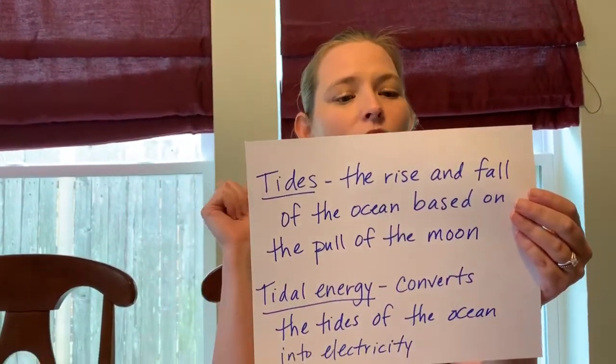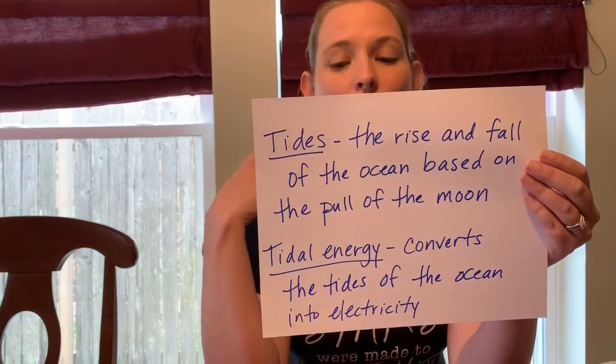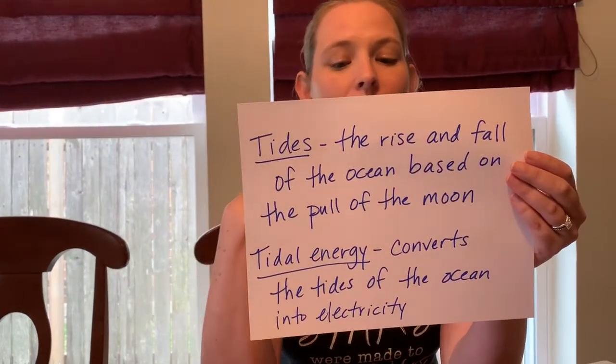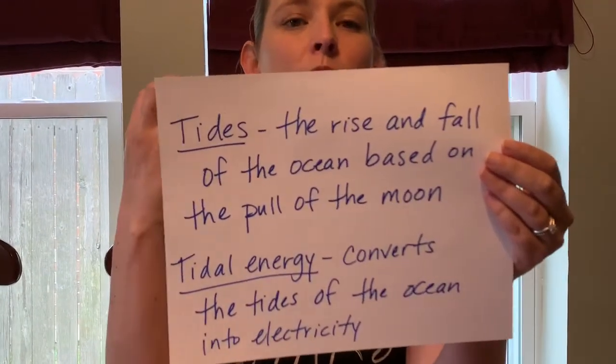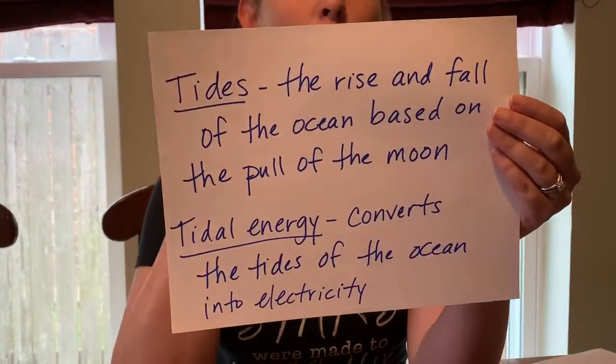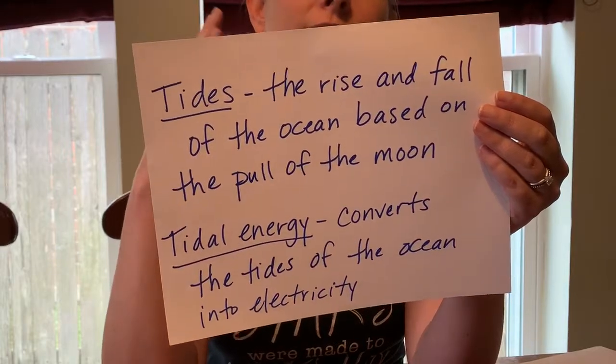Tides is the rise and fall of the ocean based on the pull of the moon. So it's the gravity of the moon that pulls the ocean. So the tides rise and fall.